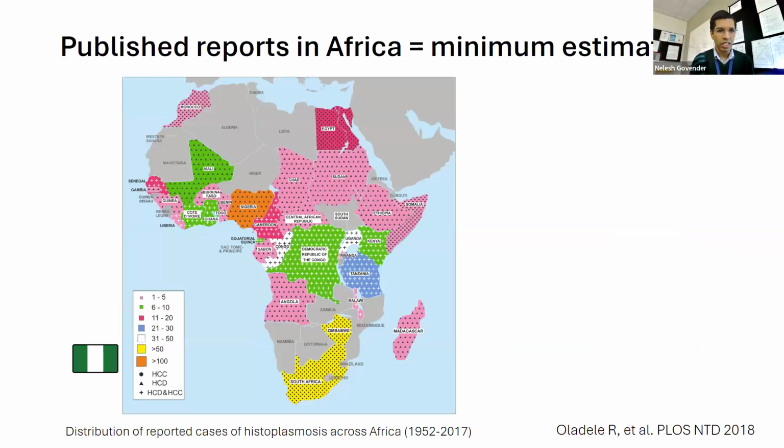So, this slide just shows you published reports of histoplasmosis in Africa. The vast majority of cases were diagnosed in Southern Africa, and also you can see in Nigeria, more than 100 cases, total more than 400 cases reported in the literature over 7 decades. So, of course, this is a minimum estimate.